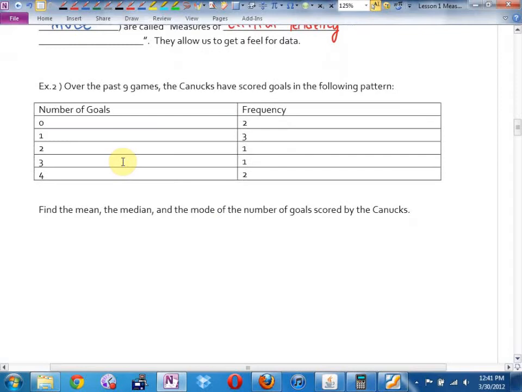Over the past 9 games, the Canucks have scored goals in the following pattern. I made this up about 3 weeks ago, not knowing that this would be depressingly accurate, but maybe too high. So they've scored no goals twice, 1 goal 3 times, 2 goals once, 3 goals once, and 4 goals twice. Find the mean, the median, and the mode of the number of goals scored.